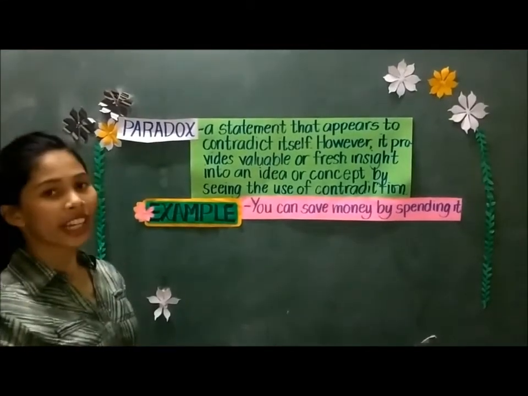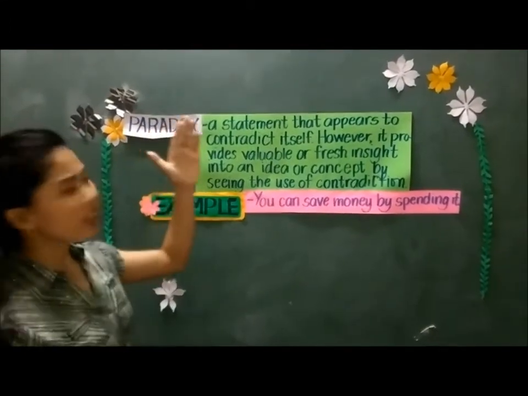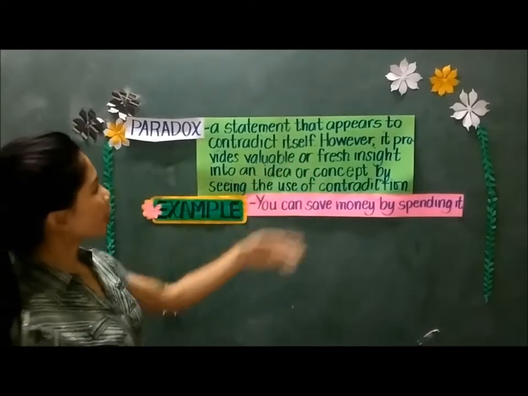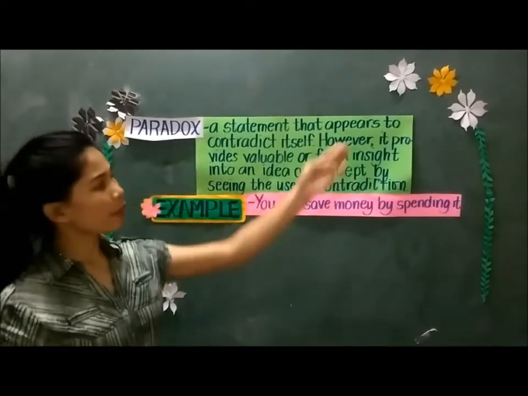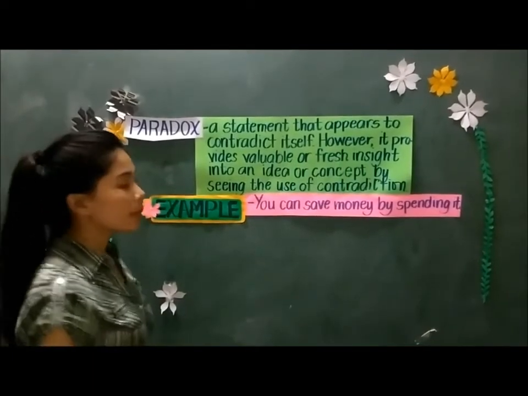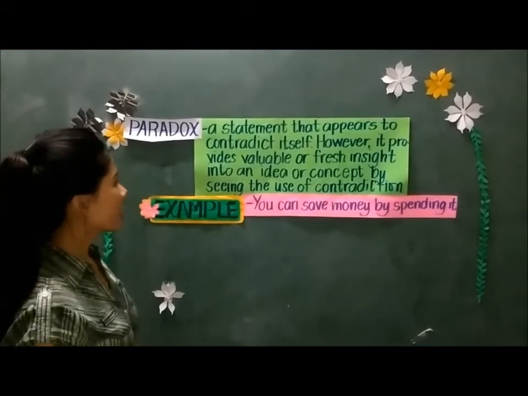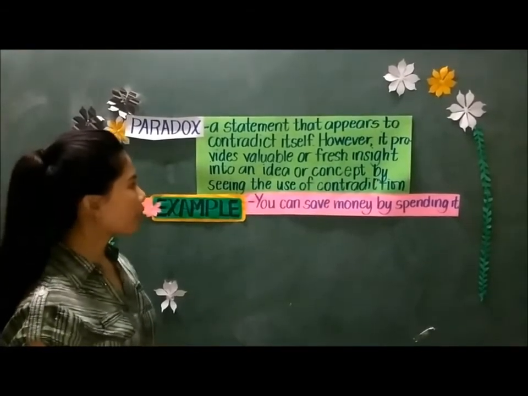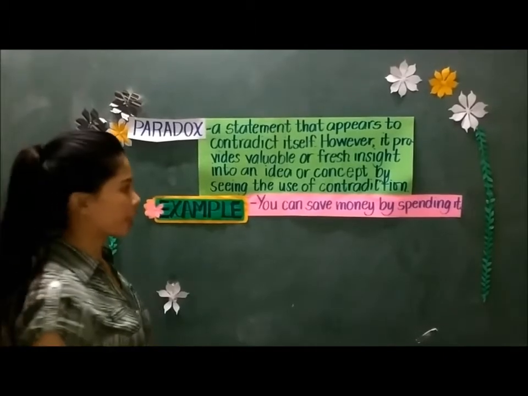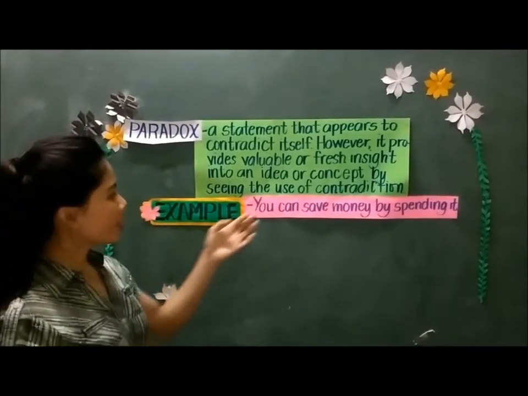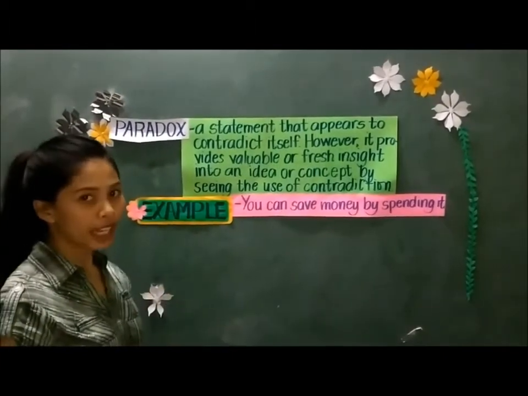And the last one is paradox. So paradox is a statement that appears to contradict itself. However, it provides valuable or fresh insight into an idea or concept by the use of contradiction. So example is, you can save money by spending it.